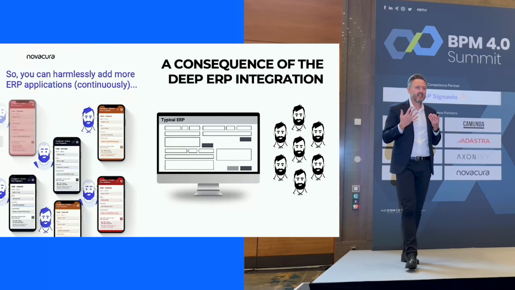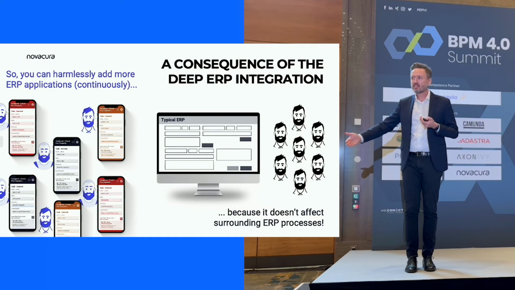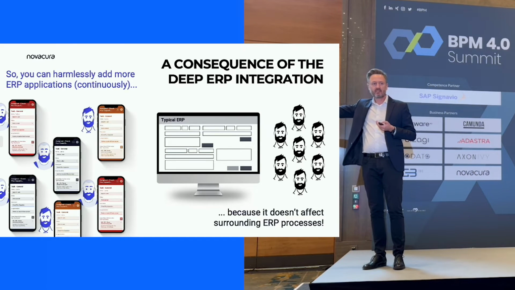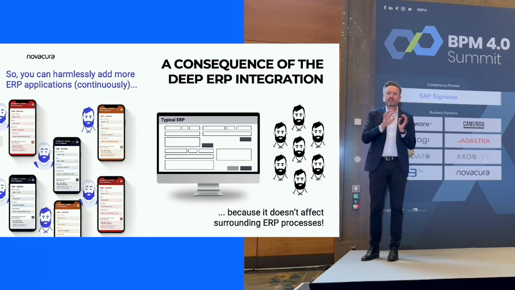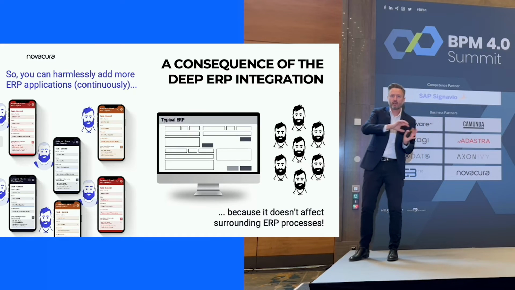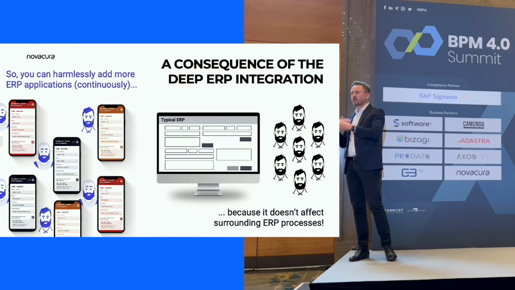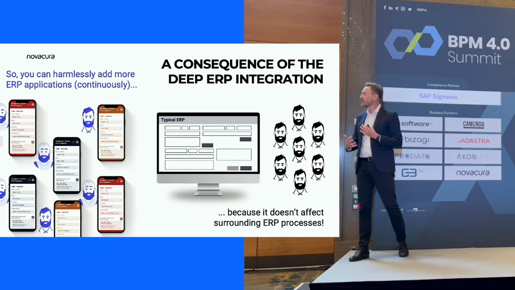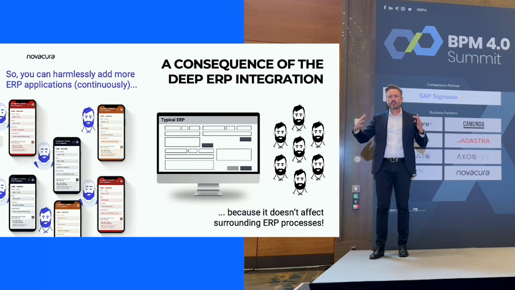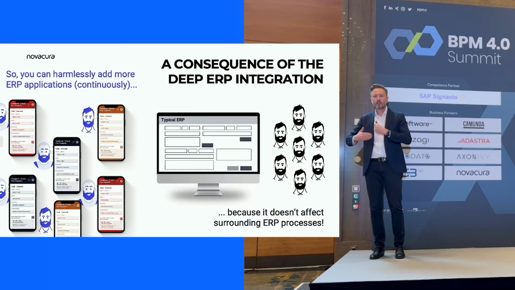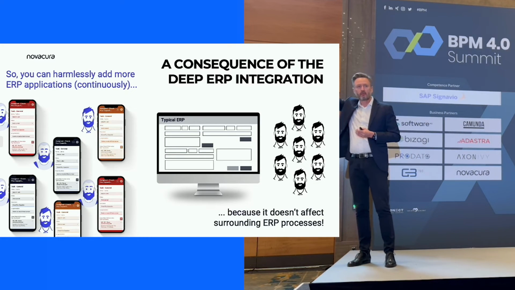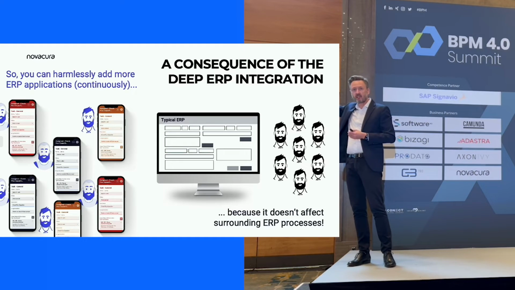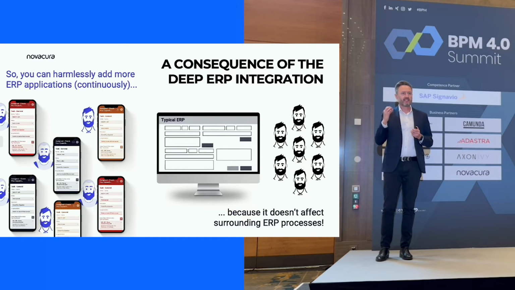So you can harmlessly add more and more applications without disrupting other processes surrounding the ERP. You know, the other users will be migrated from the state where they only use the ERP towards Novacura on the continuous, as a part of the continuous process. Yeah? So you can continuously improve your processes and add more and more features and more applications without ruining existing processes. You don't even need to communicate to these people about these changes because they will still see the same in their ERP system. That's the core of the concept.